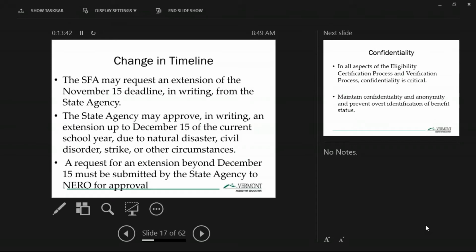If you would like to request an extension past that November 15th deadline, you may do so in writing to Rosie Kruger, who is our State Director for Child Nutrition Programs. And we can approve an extension up to December 15th if there is a really good reason. So due to natural disaster, civil disorder, strike, or other significant circumstances which have delayed your ability to complete the verification process. Any extension past that December 15th deadline has to be submitted by us up to our Northeast Regional Office in Boston for their approval.